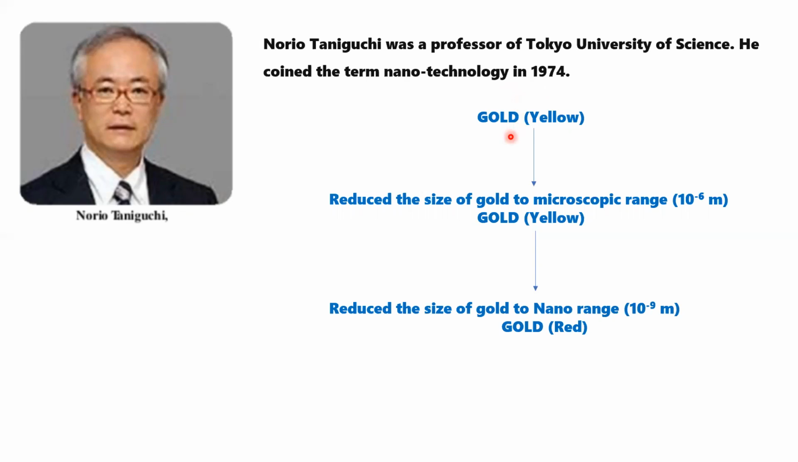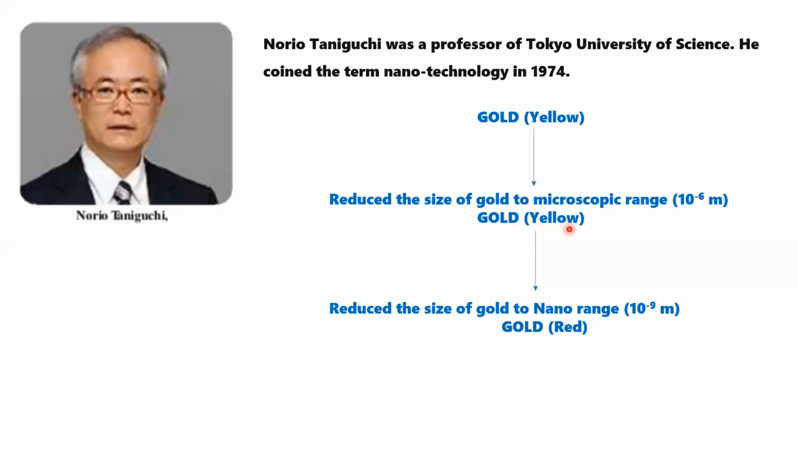In this particular experiment, he had taken the gold metal and reduced its size up to the microscopic range, that is 10 to the power of minus 6 meters. And at this range, he noticed that the color of the gold remained the same, that is yellow color.